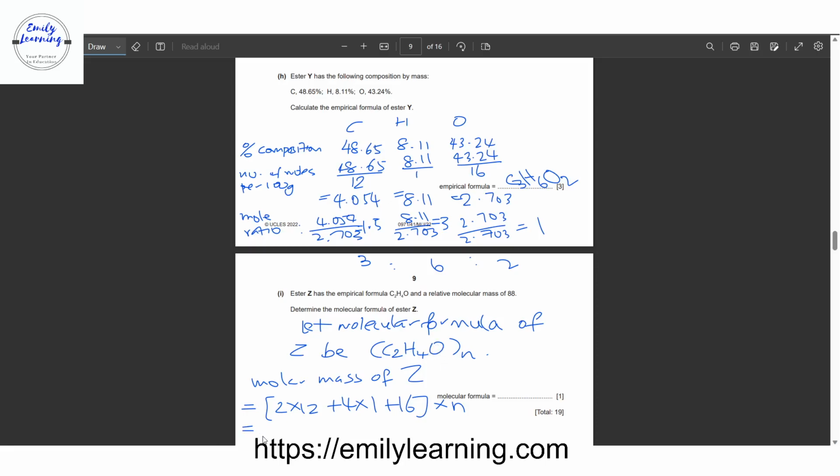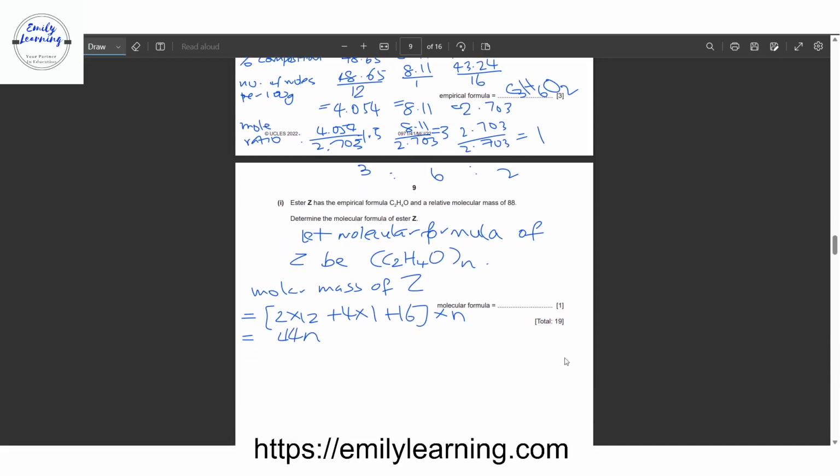So add them up, I have, hold on, 24 plus. So I'm basically typing this entire thing into the calculator. I get 44. So the molecular mass is 44. Okay, and there's an N outside, so it's 44N. And I'm also given that the relative molecular mass is 88. So I know that 44N is equals to 88. So I solve N by taking 88 divided by 44, which gives me 2.